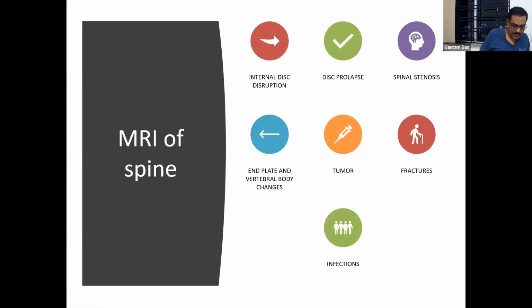Now come to the MRI. So in the MRI, we can have a lot of diagnosis. One of them is your internal disc disruption diagnosis. Then is your disc prolapse, spinal canal stenosis, the end plate changes, the tumor, the fracture. So all these things can be diagnosed with the MRI.